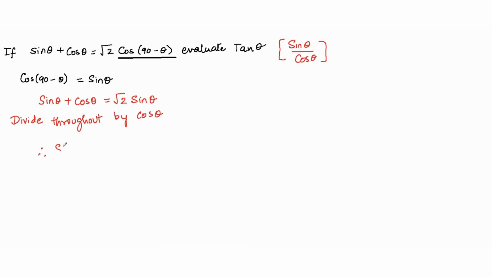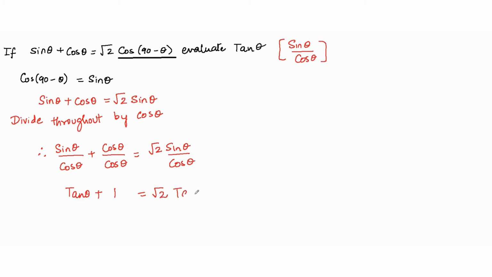So therefore, what I get is sine theta upon cos theta plus cos theta upon cos theta is equal to root 2 times sine theta upon cos theta. Now sine theta upon cos theta is tan theta and cos theta upon cos theta is 1, is equal to root 2 times tan theta. Now I can transpose this tan theta to the other side. So I get 1 equals root 2 tan theta minus tan theta, which means 1 is equal to tan theta times root 2 minus 1, right?